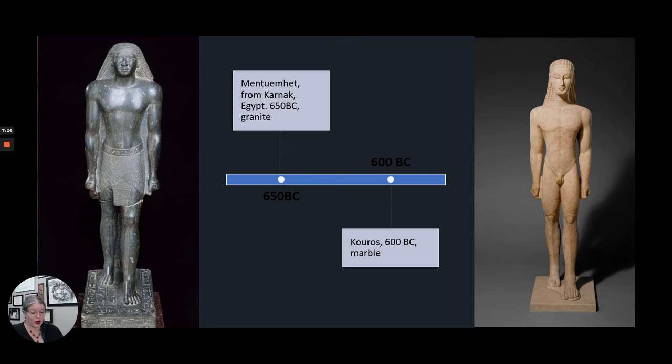The second thing is that Choroi are always nude. The male statues are always nude in the Archaic Greek statuary, and we have an absence of identifying attributes. So in the Egyptian sculptures, we know that this is, for example, Mentuhet from Karnak, Egypt, not only because of the time period in which it's been dated and created and the context in which it was found, which is in his tomb, but also his name is on it. His name is on the belt. His name is on the plinth that it's attached to. We have some really specific identifying information here.